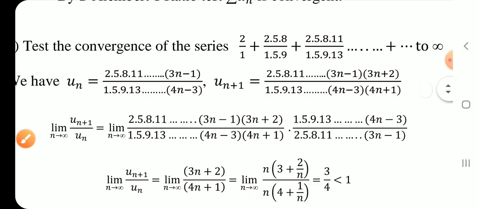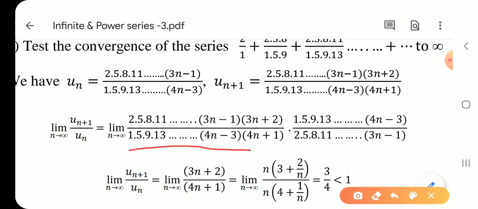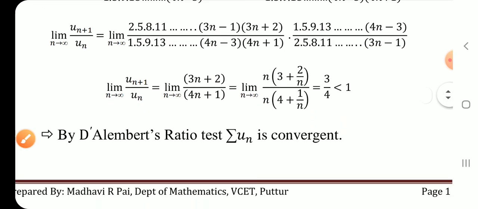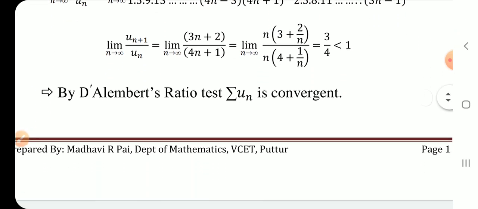Take the ratio. Un plus 1 I have written first. Here denominator will go in the numerator. Numerator will come into the denominator. Cancel out the like terms. We are left with 3n plus 2 by 4n plus 1. Take n common outside here. 3 plus 2 by n, 4 plus 1 by n. 3 by 4 we get, which is less than 1. Hence again this is a convergent series.